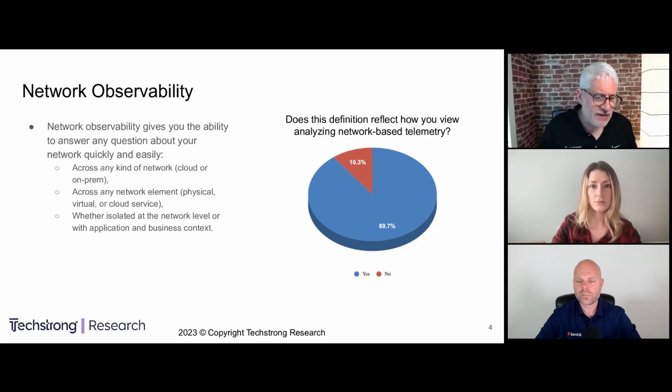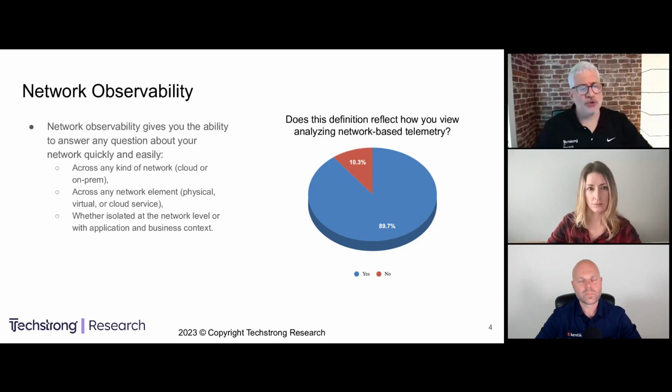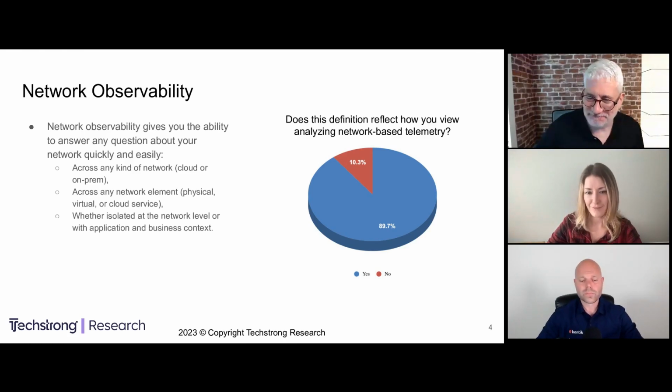So let's peel that back a little bit and talk about the nuances or the differences of having to gather telemetry from a physical, on-prem network versus a virtual or cloud-based network and some of the complexities therein. So again, either of you have a specific opinion on that one? Phil does.